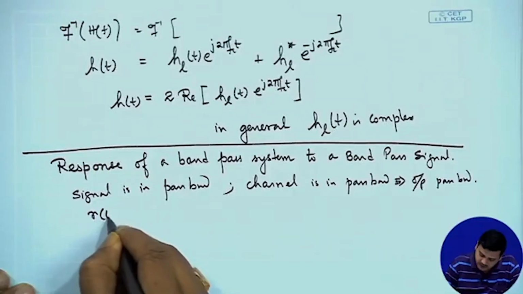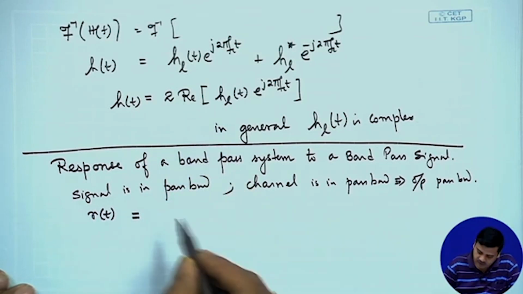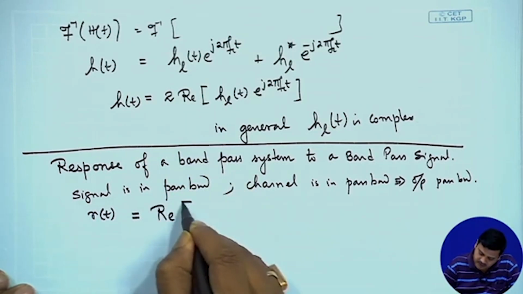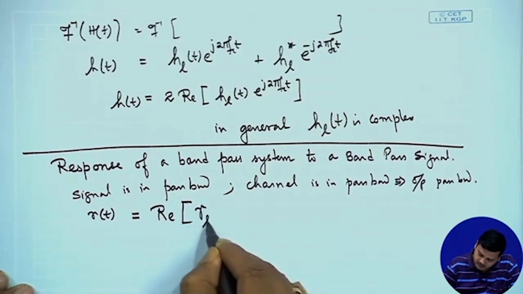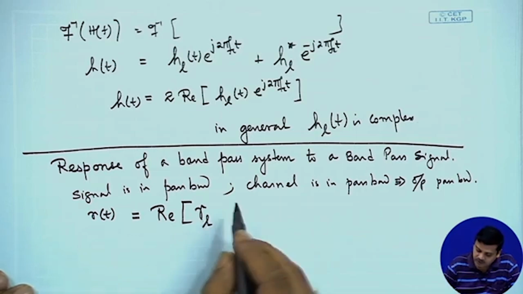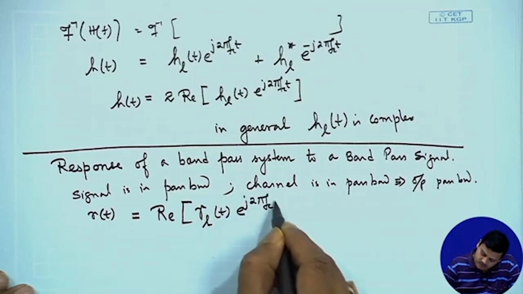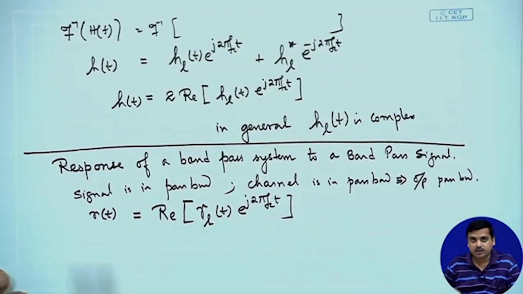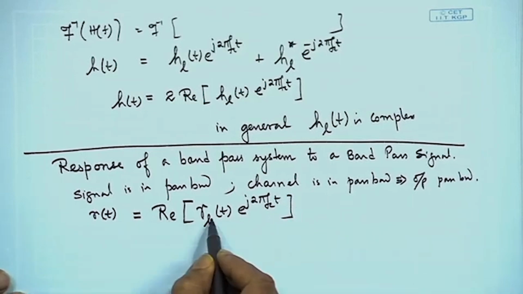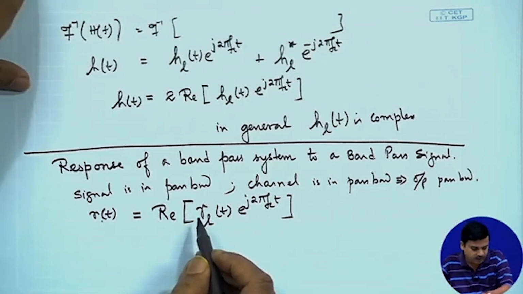So, we can say that the output r of t, which is in the pass band, we would like to relate to the low pass equivalent, and this will be handy for us. So, we could write this as the real part of r_L of t, which represents the complex envelope of the low pass signal, times e to the power of j 2 pi f_c t. Going by the earlier things, this kind of a relationship should definitely hold between the pass band and the low pass signal, okay.